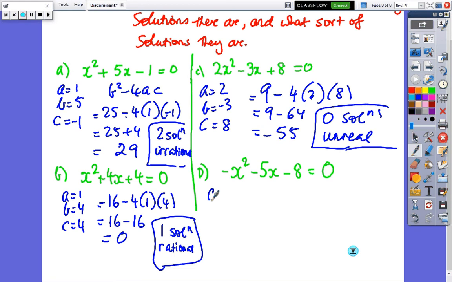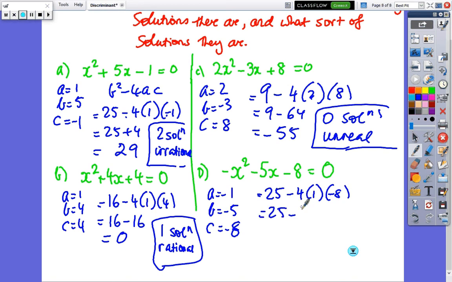Okay, last one, a equals minus 1, b equals minus 5, c equals minus 8. Okay, so b squared is 25, minus 4ac, 25 minus 4 times 8 is minus and minus is a plus, 4 8s are 32, 57. So it's two solutions and they are irrational.